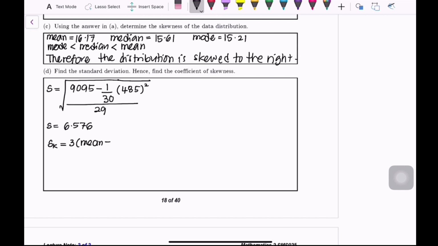To find the coefficient of skewness, or SK, we use the formula 3 times (mean minus median) over the standard deviation. So SK is equal to 3 times (16.17 minus 15.61) over the standard deviation, 6.576. So SK is equal to 0.255.